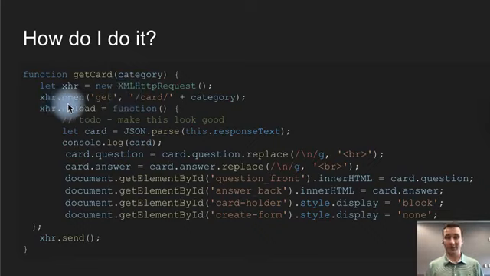Here we're calling xhr.open get, and we're going to the URL card, and then we're selecting a category. And then we have the onload function here. So this onload function will process the response from the request, and it'll log out the card, and it'll show us all these other details. The HTML will get updated. It gets called on xhr.send.